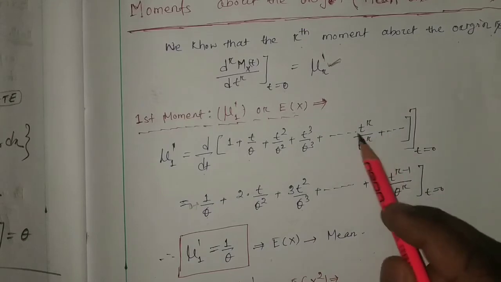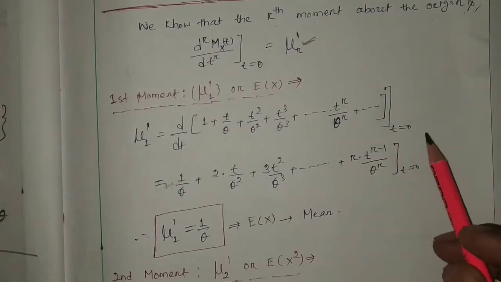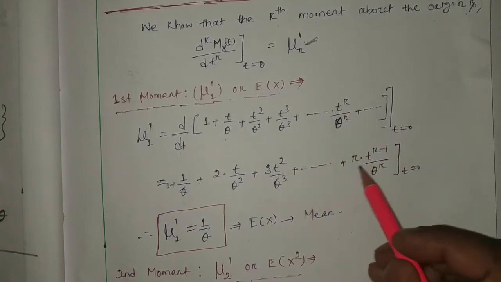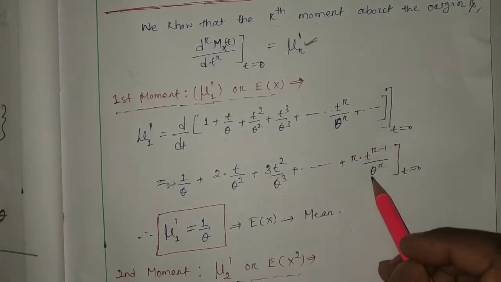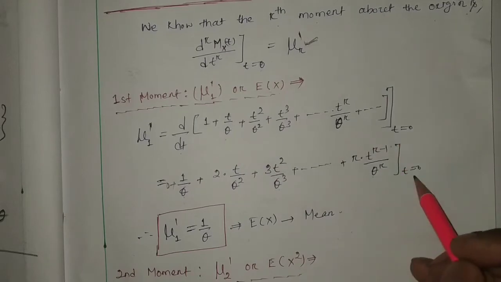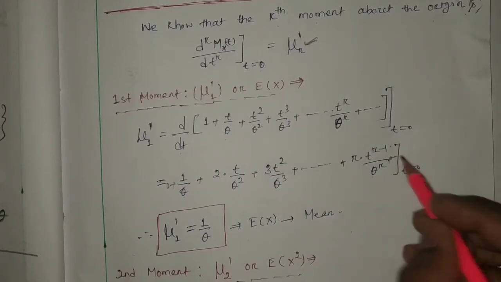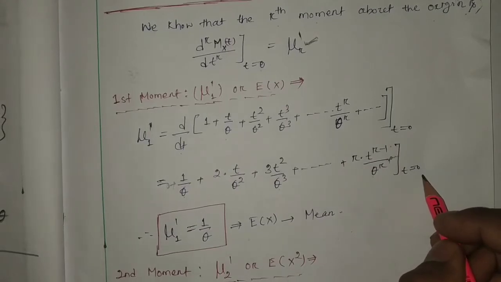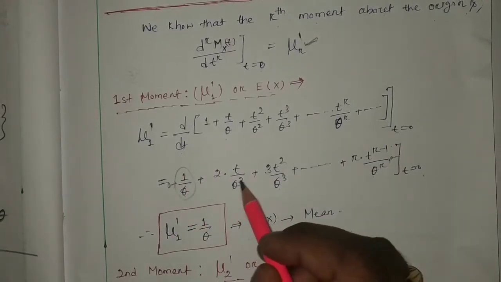And if we consider this term, the derivative with respect to t will be r into t to the r minus 1 by theta to the power r and so on, at t equal to 0. You can see that except this term, all the terms have the t.